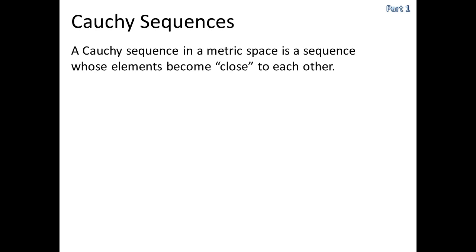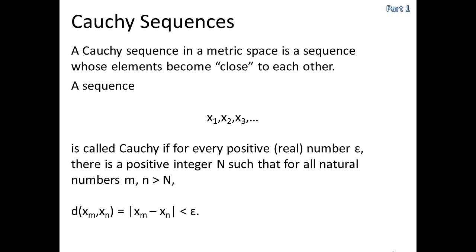The next tool we need is this notion of Cauchy sequences. A Cauchy sequence in a metric space is a sequence whose elements become arbitrarily close to each other, and this here is the formal definition. So what this basically means is, let's say I picked epsilon to be a millionth, so a very small positive number. I can go far enough down the sequence such that after I reach a certain point, all the numbers are within a millionth of each other.